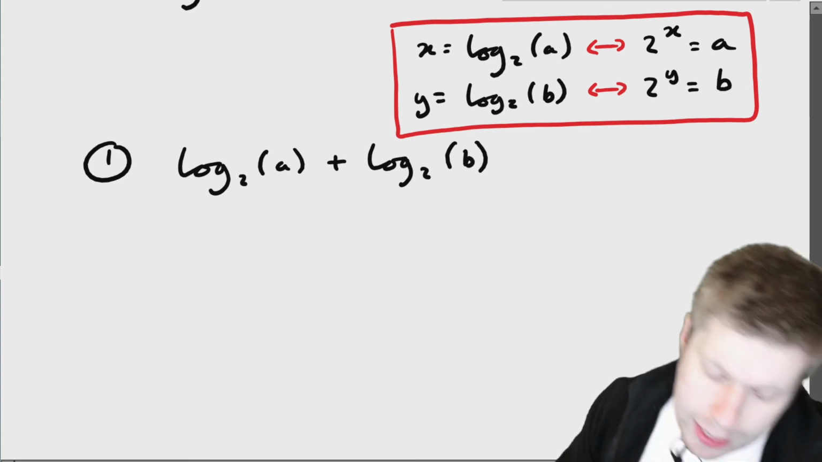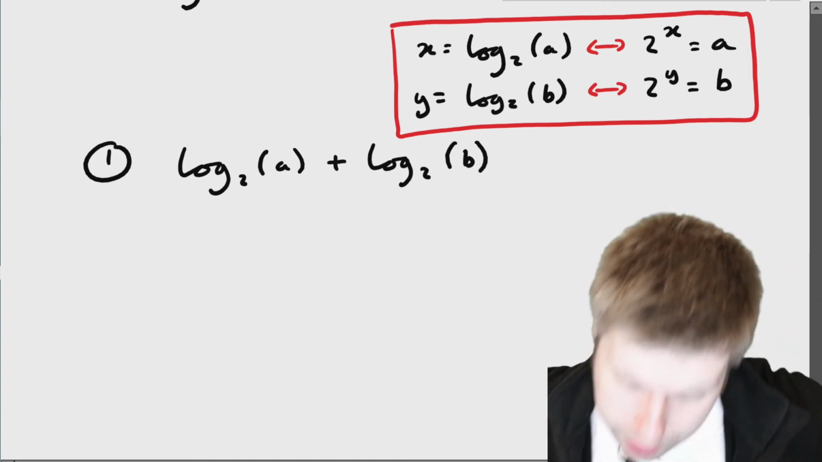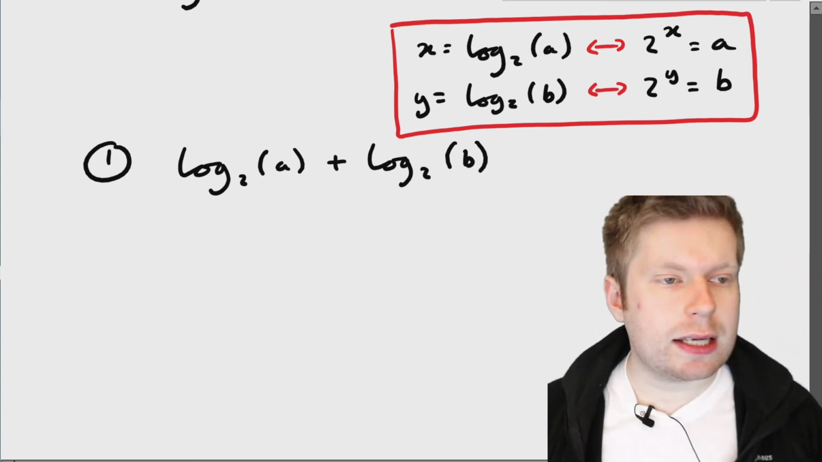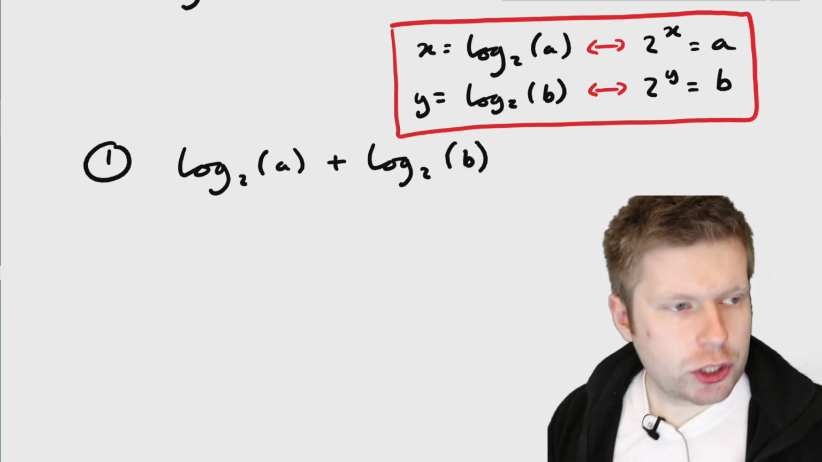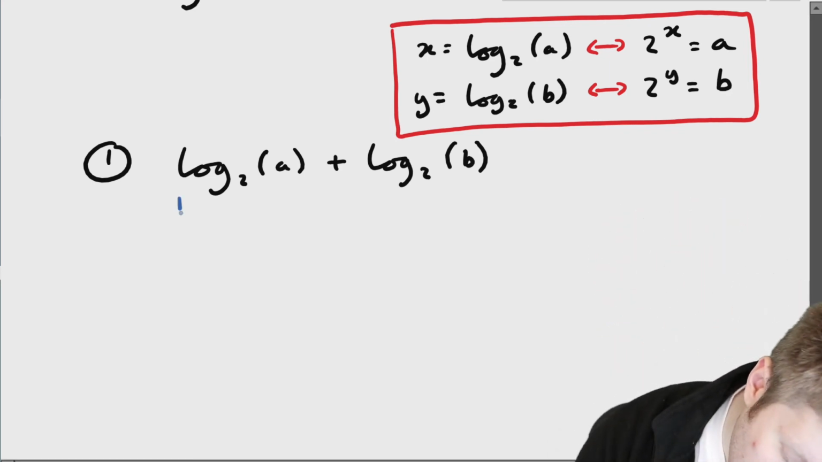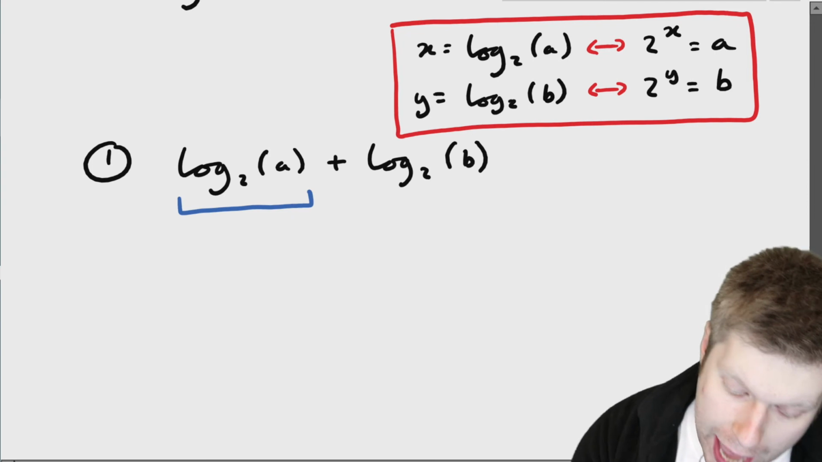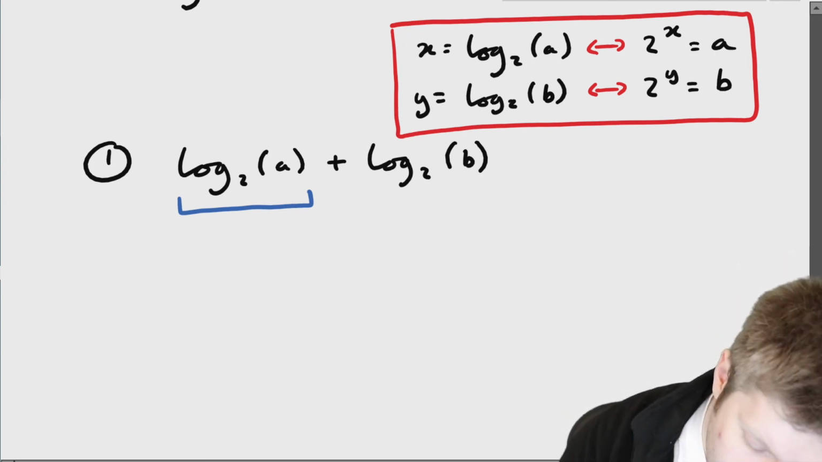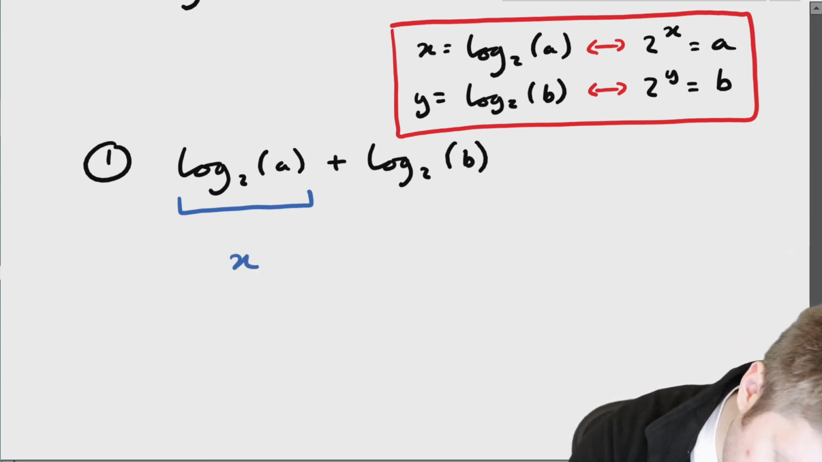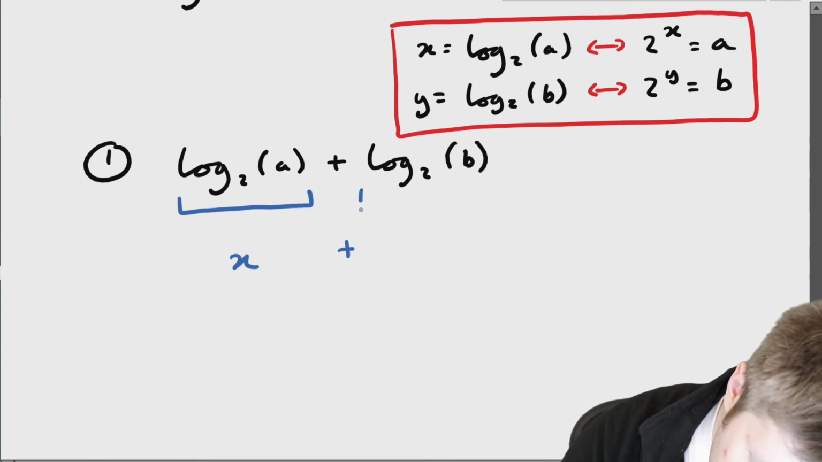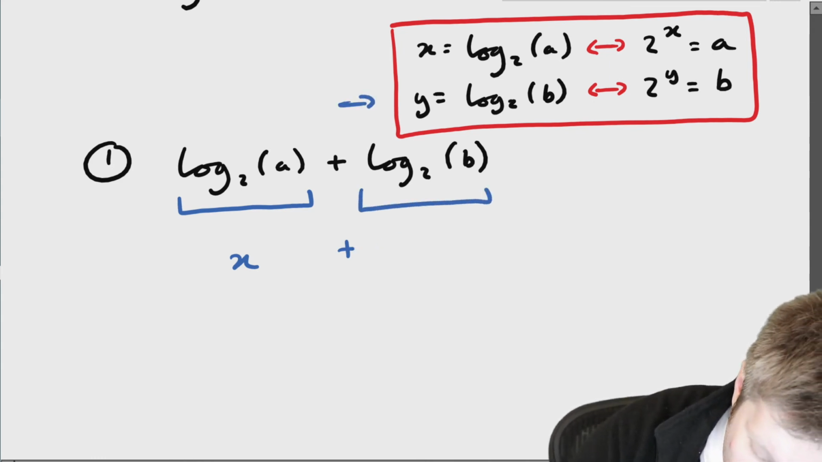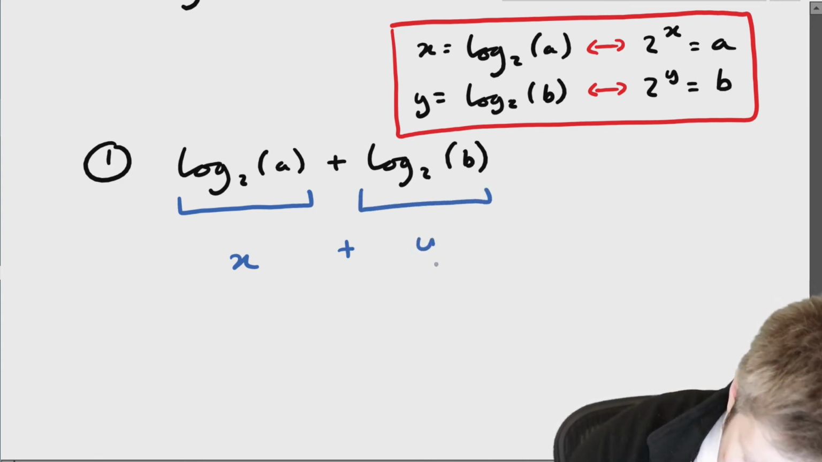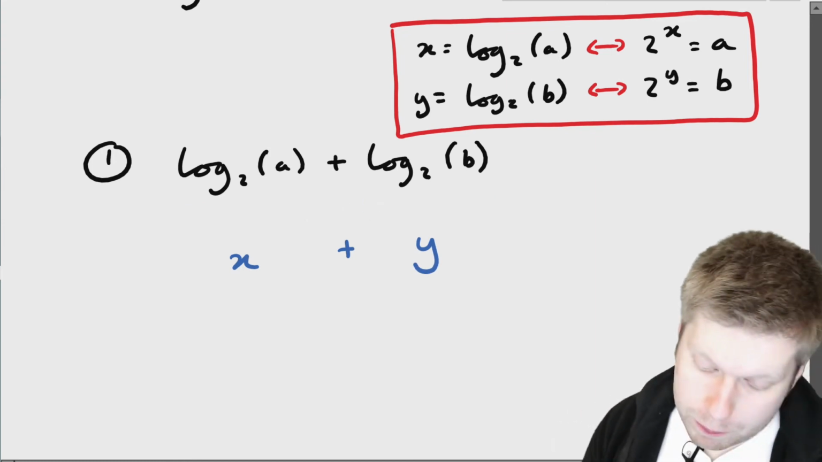Okay. So let's have a look at this then. Let's have a look at this. So just consider this then. So because I've let log to the base 2 of a just be x, I've let that equal x up there. So I'm going to write this as x down here. Okay. And likewise, because I've let log to the base 2 of b be y, then I'm just going to write this as y down here. So in other words, I just have x plus y. Okay.